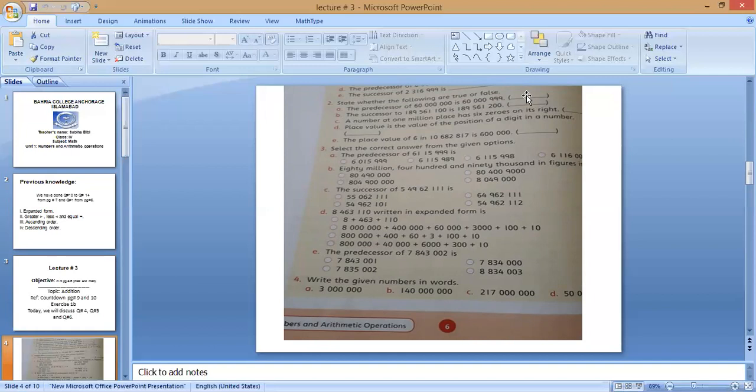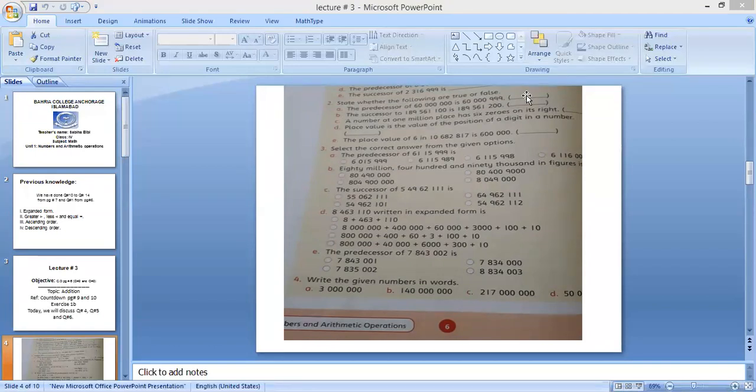A: The predecessor of 60 million is 60,999,000. Is it true or false? You can check by finding the predecessor. You always subtract 1 from unit place. When you subtract 1 from unit place, do you get this number? No. You will do working. Show your working and check whether it is the right one or the wrong one. Yes, it's wrong. So you will write here false. After this you will do working by yourself.